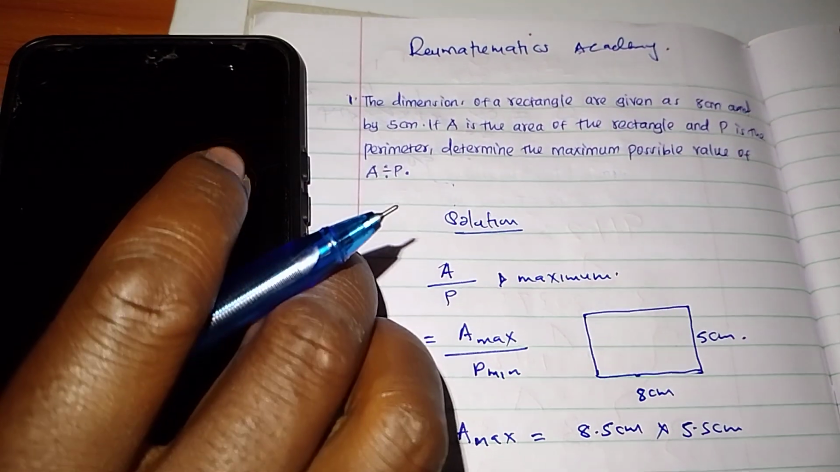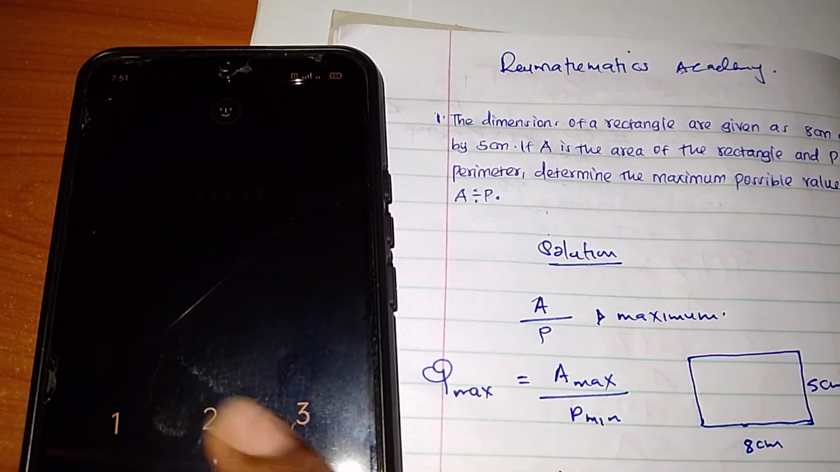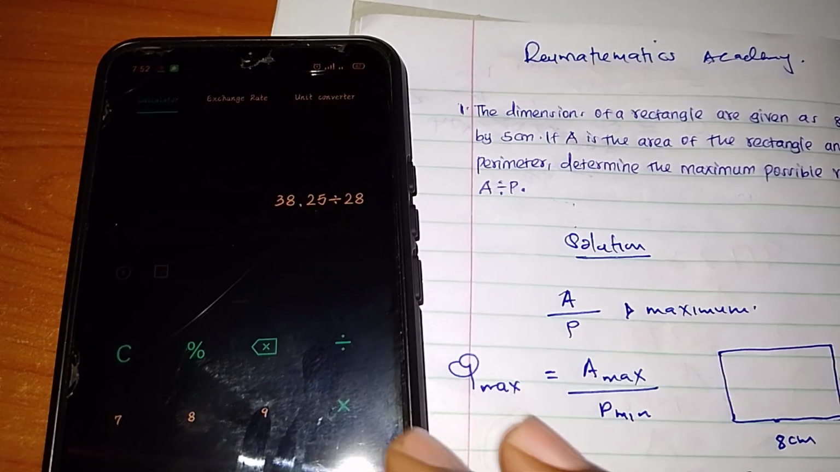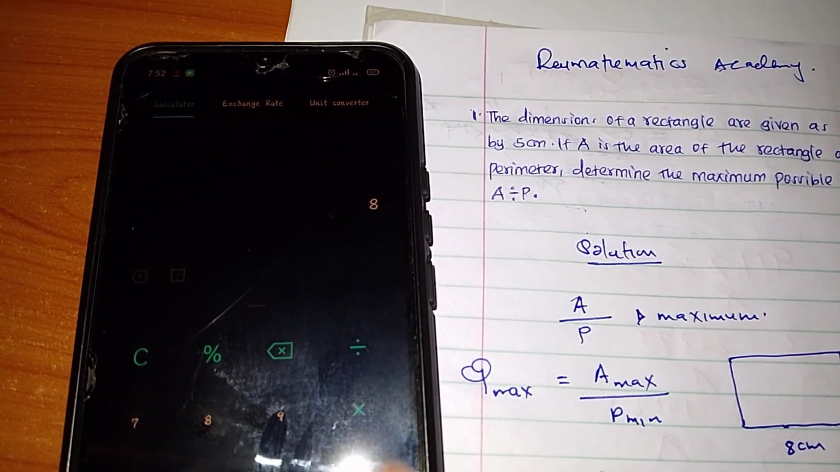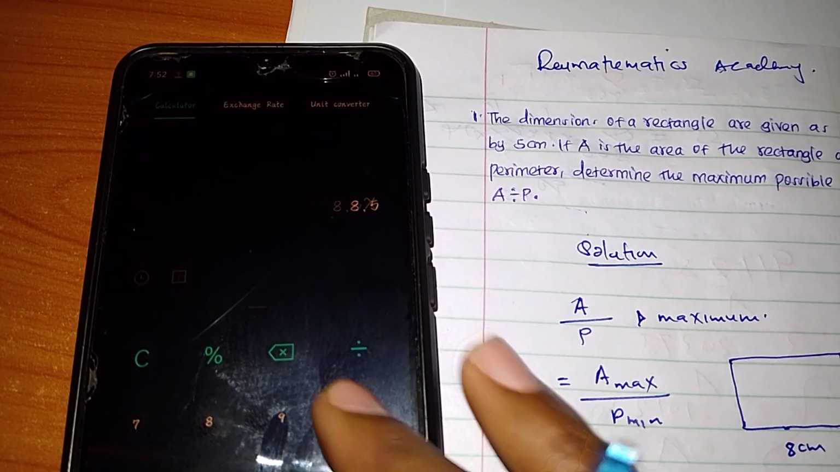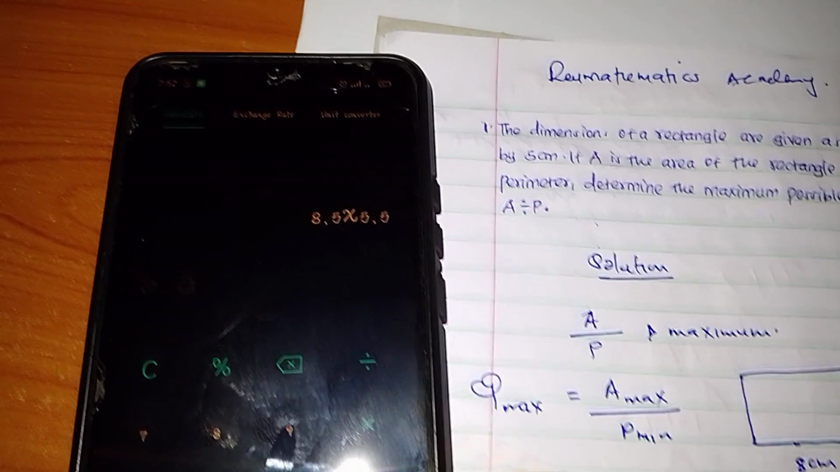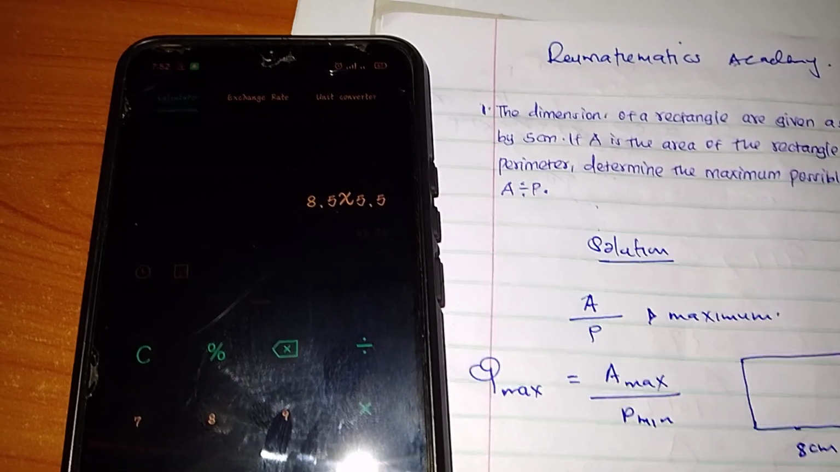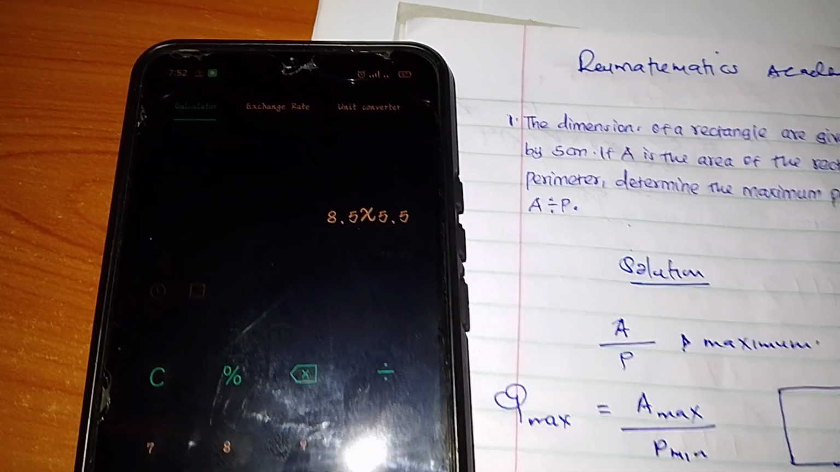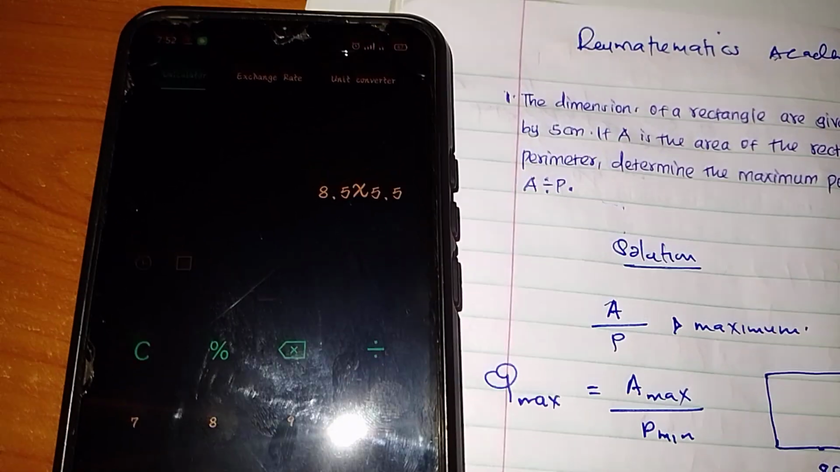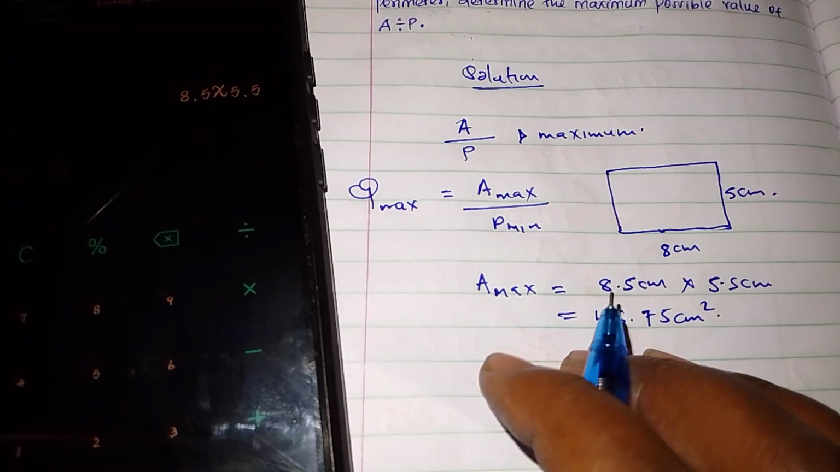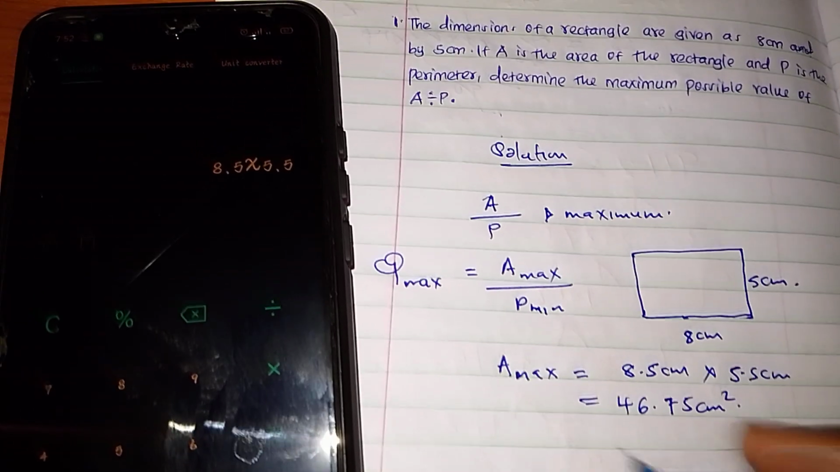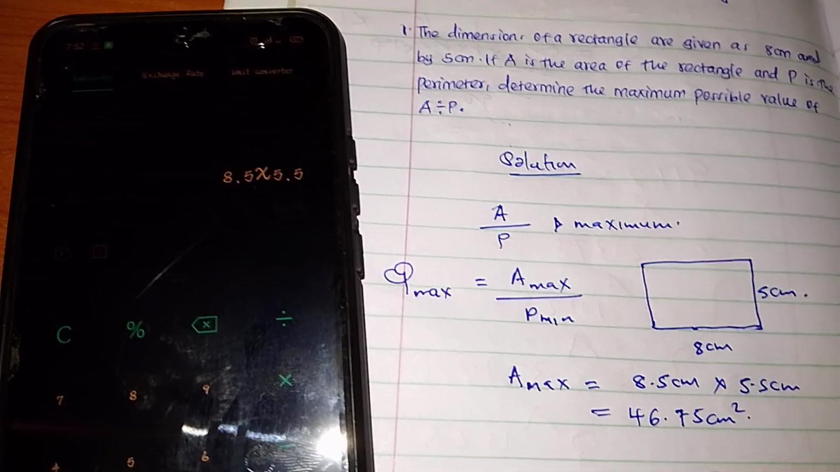Okay, so let's go straight and determine the product of those two. So we have 8.5 times 5.5, that gives us 46.75 centimeters square. So that's the maximum area of the figure. Alright, so let's get the perimeter of the figure.